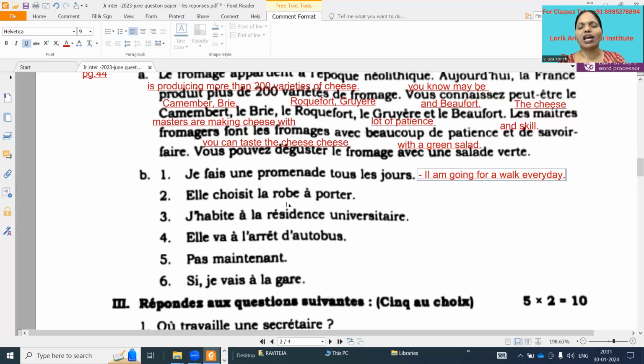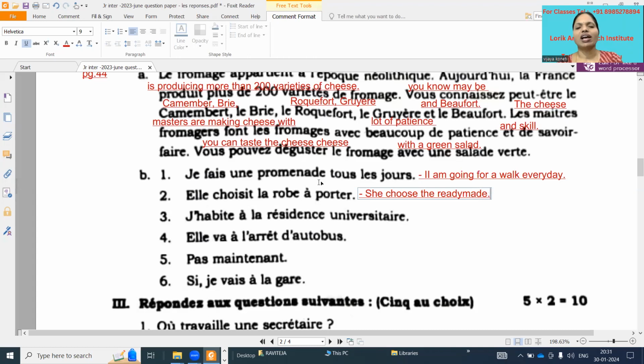Next one: elle choisit la robe à porter. She chooses the frock to wear. La robe à porter means ready-made dress. Choisir means to choose. So it will be: she chooses the ready-made dress.